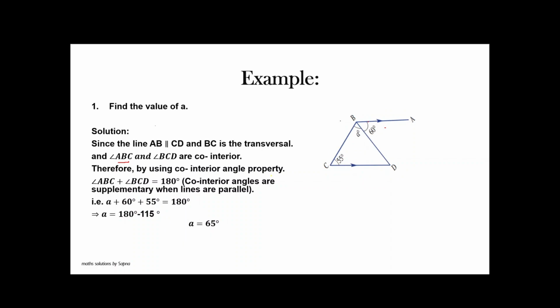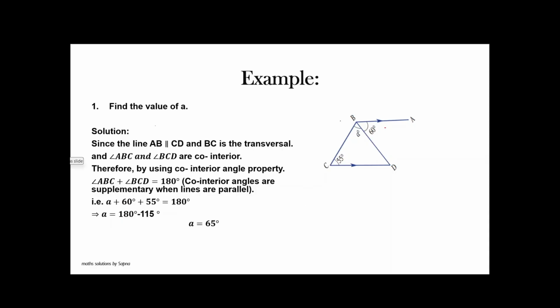Therefore, by using the co-interior angle property, angle ABC plus BCD would be equal to 180 degrees, because co-interior angles are supplementary. Supplementary means their sum would be 180 degrees whenever the lines are parallel. We have been given parallel lines, so their sum would be 180. That's why A plus 60 plus 55 degrees is 180. If I solve this equation, A would be equal to 180 minus 115, which gives us A as 65 degrees. Means we solved the question directly by using the direct relationship between the given angle as well as our missing angle, right? I hope it's clear to you.